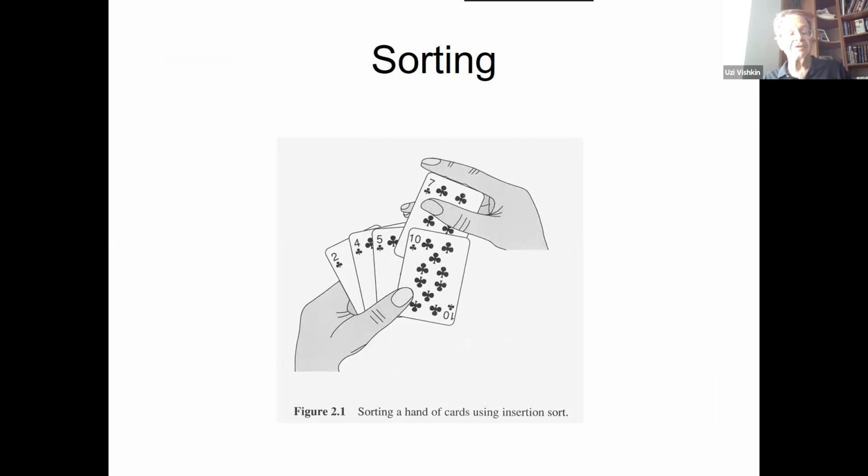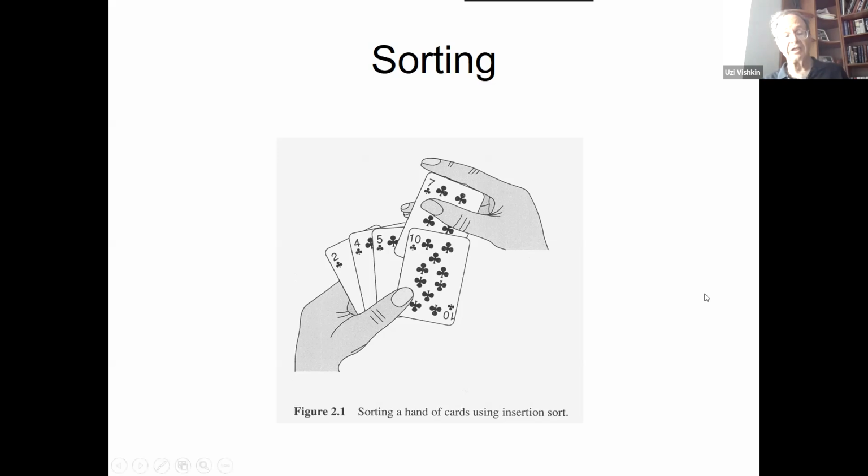So what do you do? You first take one card, then you take a second card, and if the card that you took is larger, you put it on the right. If it is smaller, you put it to the left. Then you take a third card and you put it in its due location, either to the right, in the middle, or to the left.